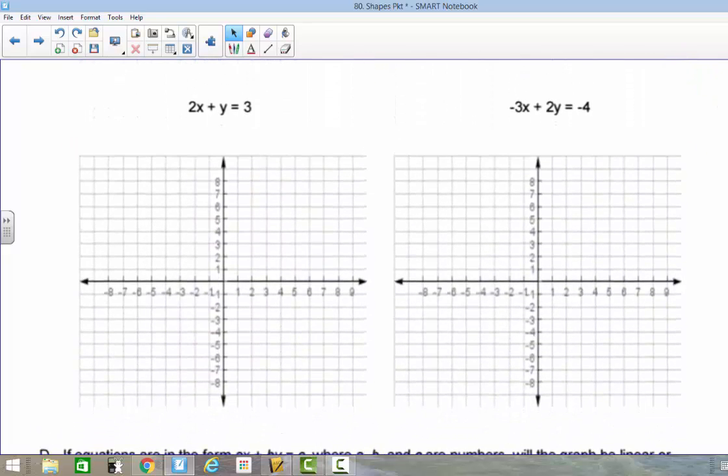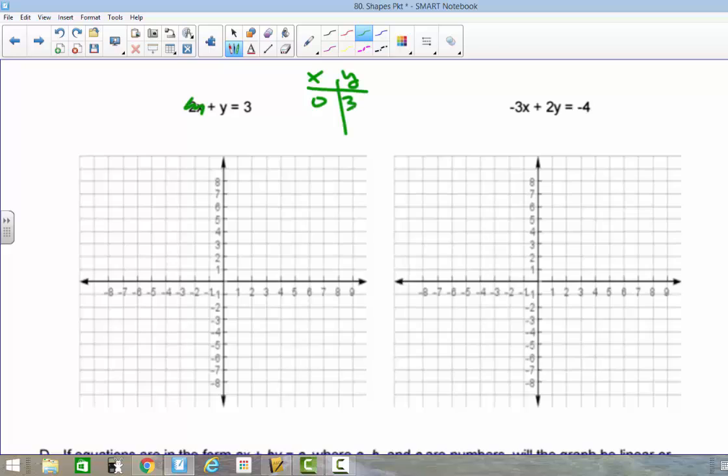Okay, the next one, you can get your two intercepts. If you plug 0 in for x, this would be gone, and y would be equal to 3. And if you plug 0 in for y, you would have to divide by 2, and x would be 3/2, which is 1.5. And if you solve this for y, put this in y equals mx plus b, you would need to subtract 2x. So y is equal to negative 2x plus 3.